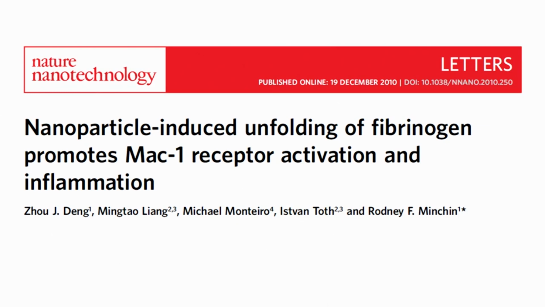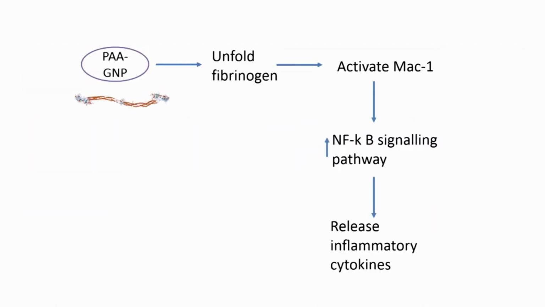Okay. So, what we will do is we will take an example from the literature. This is just to give you an idea of how the research is happening. This is a paper that was published quite a while back now in 2010, and it is about how nanoparticles can induce unfolding of a protein called fibrinogen, and this unfolding then results in signaling through a receptor called MAC1 receptor, and that causes inflammation. So, here is just an example of how a foreign material that is introduced causes inflammation. So, it is more a mechanistic paper.